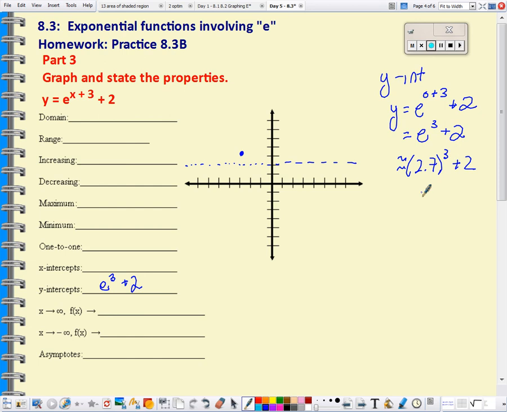So 3 cubed is 27. So that's at 29. So I shouldn't cross my y-axis here when I sketch this, because I don't have a height of 29. So we'll go up this way like that.